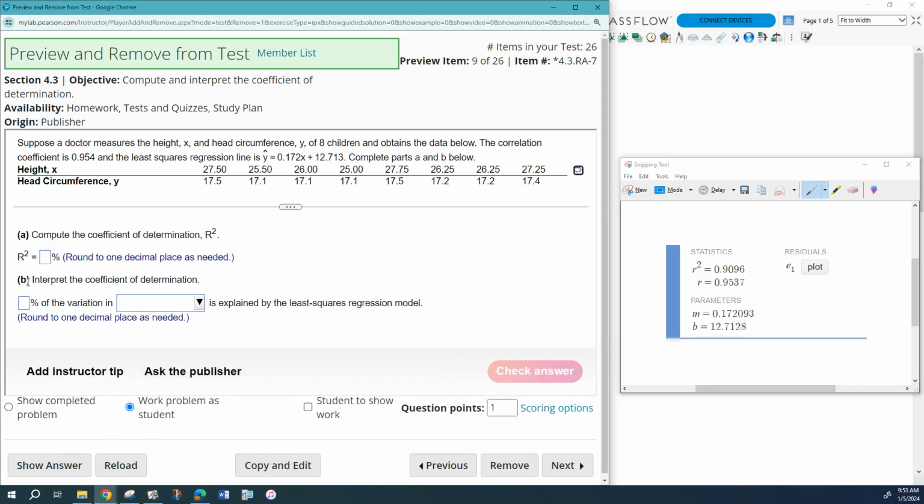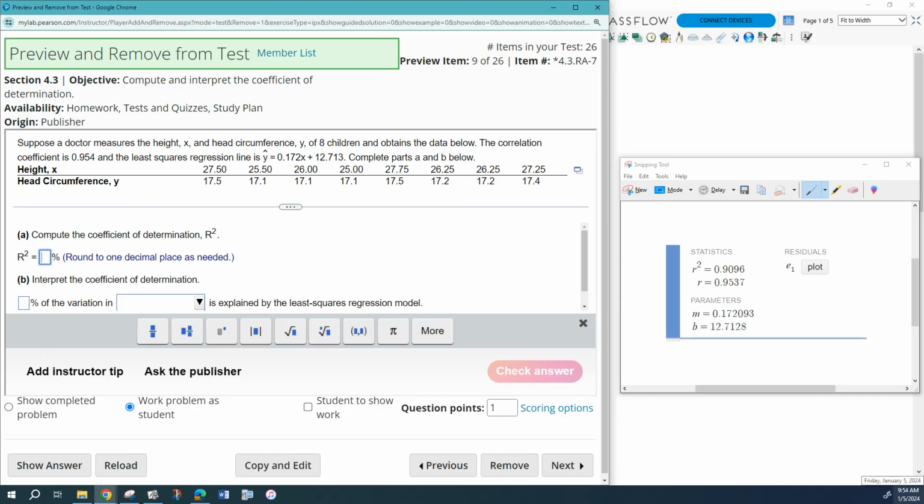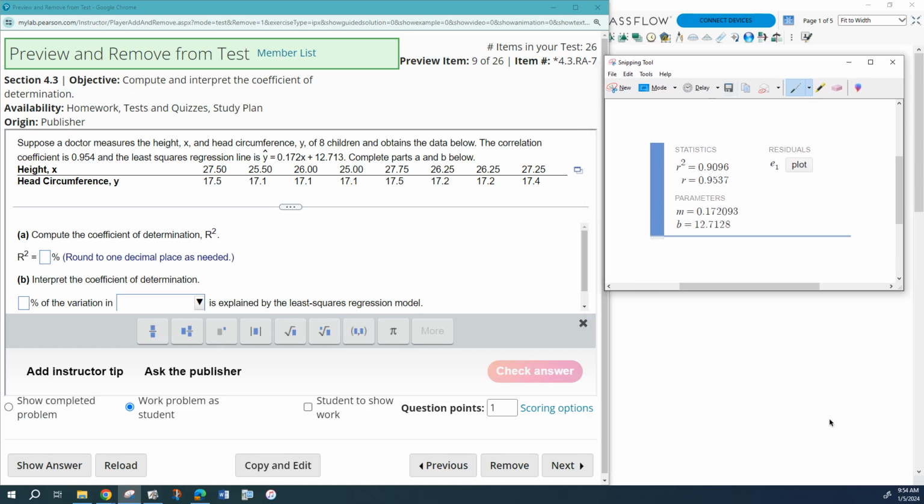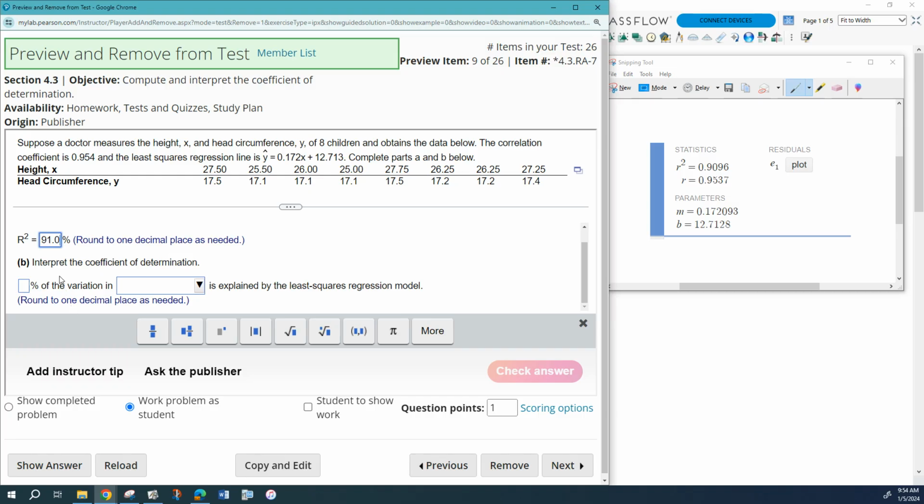Okay, there we go. So the R squared as a percent is what? And they want to round to 1 decimal place. 91.0, right? Okay. Everybody get that? Questions? Okay, so now how about this? Interpret the coefficient of determination. What's that telling me?